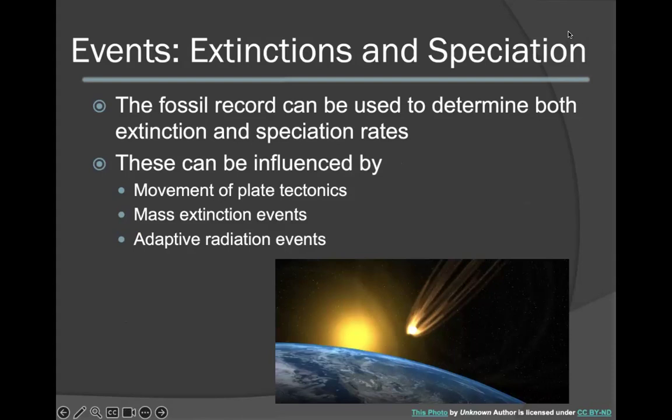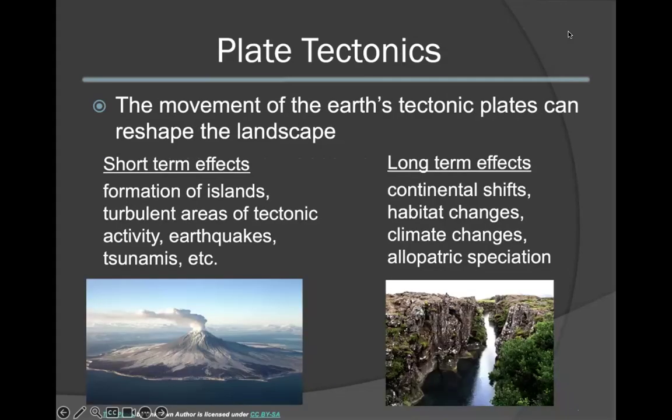The fossil record also contains evidence for various extinction and speciation events. These events can be influenced by the movement of plate tectonics, mass extinction events, as well as adaptive radiation events. The Earth's crust exists in various tectonic plates that can move and reshape the landscape. There can be both short-term and long-term effects from these plate tectonics. Short-term effects include the formation of islands, turbulent areas of tectonic activity that include earthquakes as well as tsunamis. Long-term effects include continental shifts, wide-scale habitat changes, climate changes, as well as allopatric speciation events.